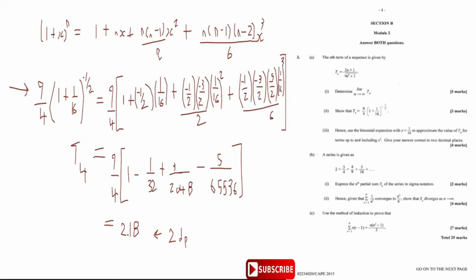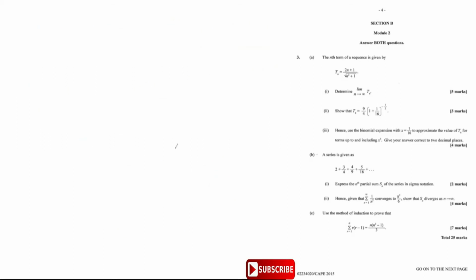Now let's look at part B. Part B says a series is given by, so you have a series: 2 plus 3 over 4 plus 4 over 9 plus 5 over 16, and it continues.